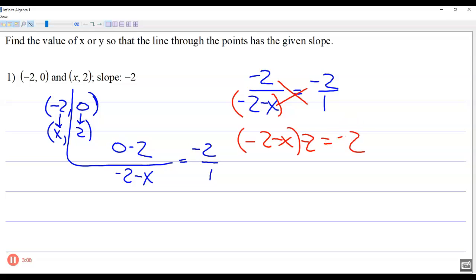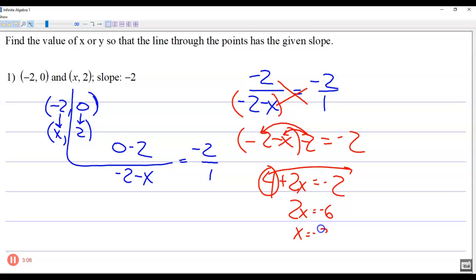equals -2. So it eventually turns into an algebra problem. It's 4 plus 2x equals -2 after I distribute. See what I'm doing there? Then I would subtract 4 from both sides. So 2x equals -6, and then if I divide, I get x equals -3. Does that make sense, what I did?